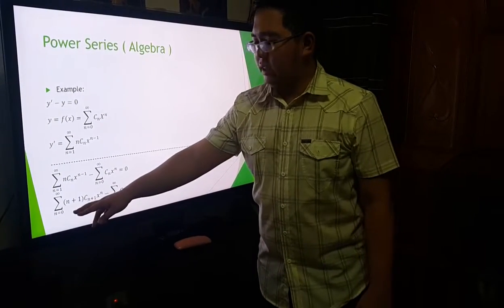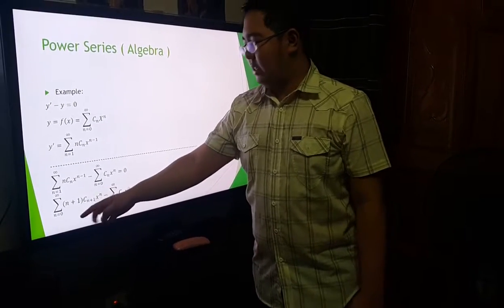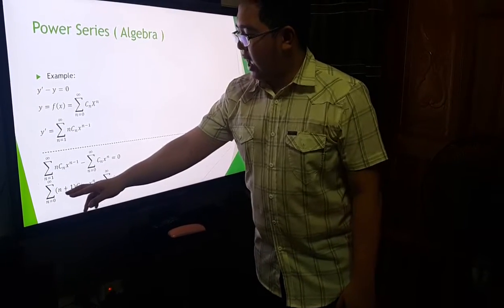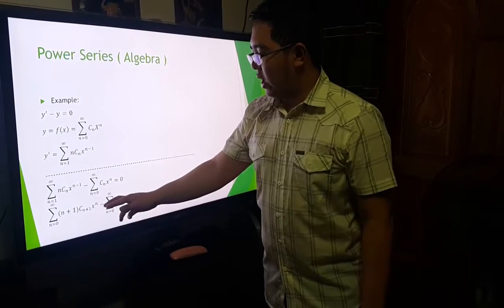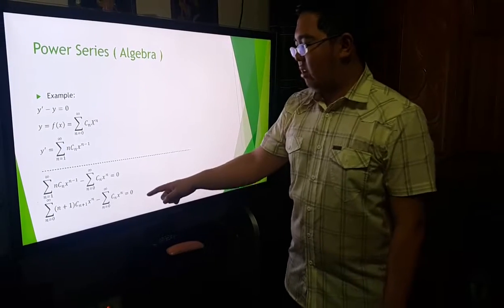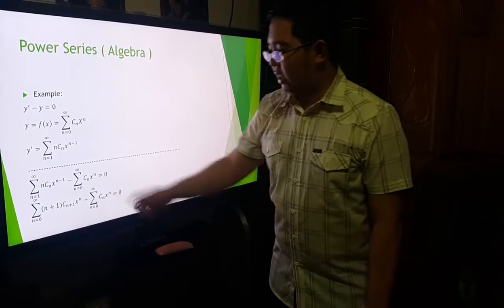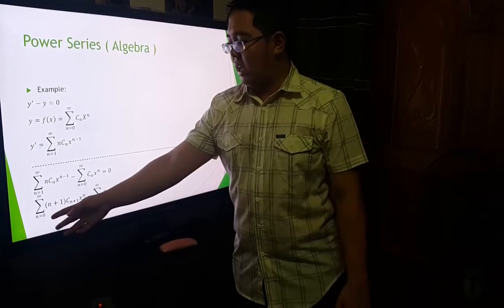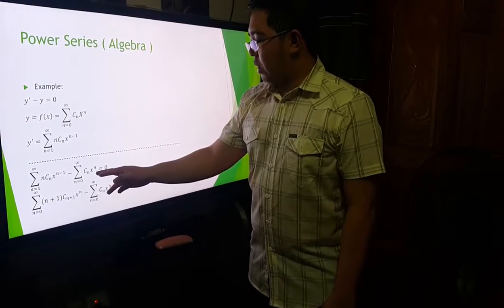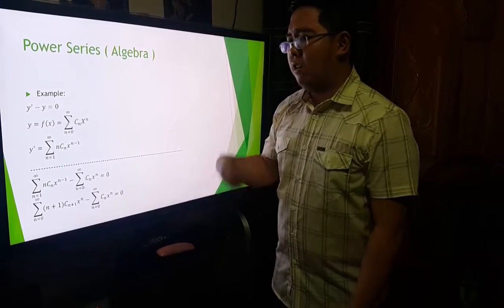Notice in here, in the next equation, we have subtracted 1 from the indices, which gives us the summation of (n plus 1) c_(n plus 1) x raised to n, to the limit 0 to infinity, minus the summation of c_n x raised to n, to the limits n equals 0 to infinity. Why do we have to subtract 1 from the indices? So that we will have an equivalent x^n for future factoring.